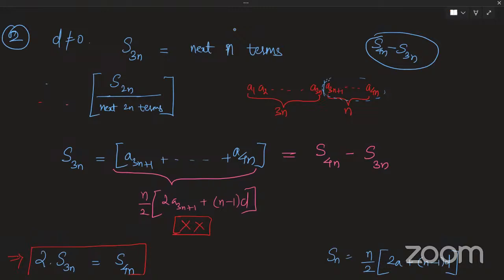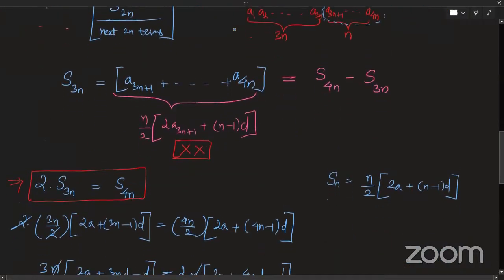It can be called, right? S of 4n minus S of 3n. So what I did is S of 3n is equal to S of 4n minus S of 3n. So I took it to that side, so it became 2 times S of 3n is equal to S of 4n.